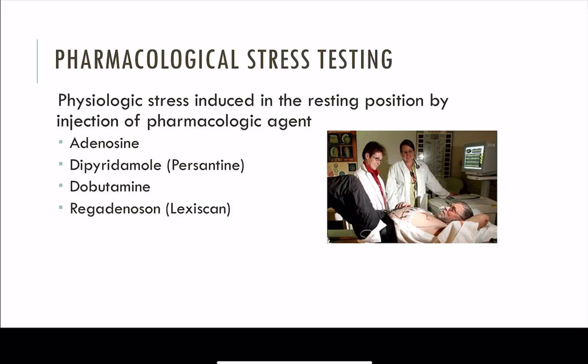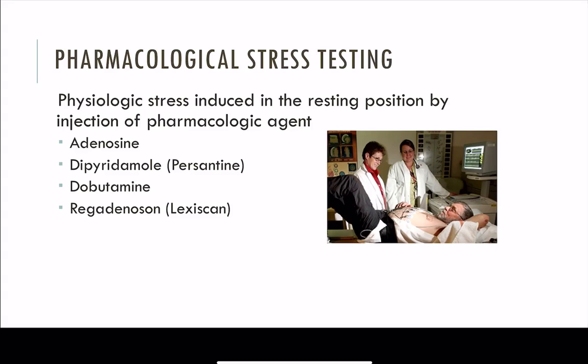For a pharmacological stress test, they use a pharmacological agent to do the stressing. So the patient's in the resting position, they inject the med, and then they monitor the response. I think I have these in your notes. These two top drugs, adenosine and dipyridamole, are coronary vasodilators. So they try to maximally vasodilate the coronary vessels and see what happens. Dobutamine is an adrenergic stimulant, so it's very much like exercise and increases myocardial oxygen demand. And then Lexiscan increases blood flow to the coronary arteries as well.